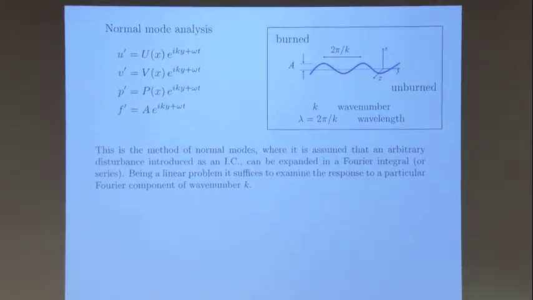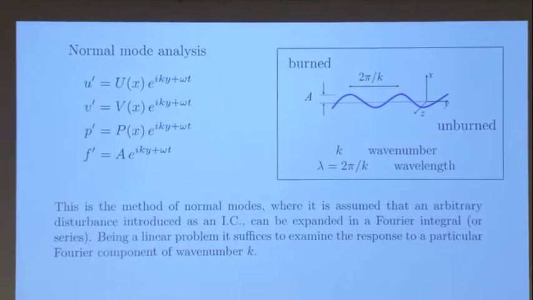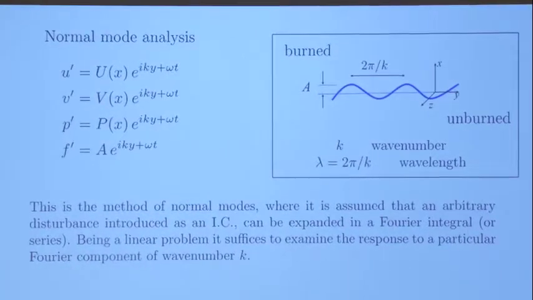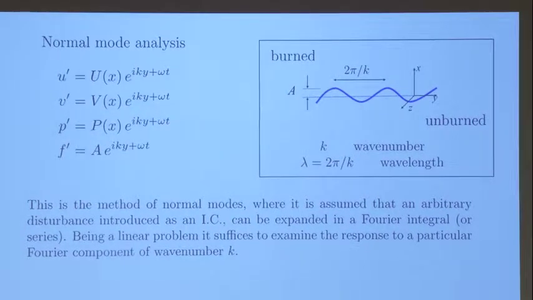The next step that you do in linear theory is usually to assume what are called normal modes. Normal modes meaning that you look for one Fourier component. In other words, the idea is that a general disturbance can be decomposed into Fourier modes. And since this is a linear system, it's sufficient to examine one mode because the general solution will be a superposition of all the modes.